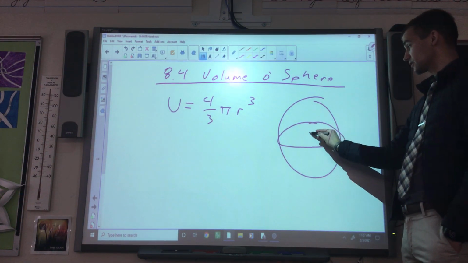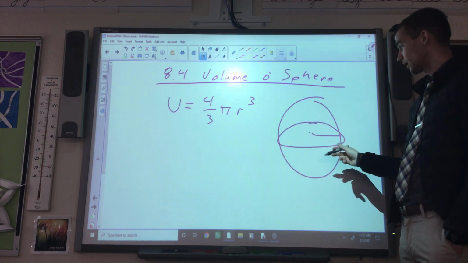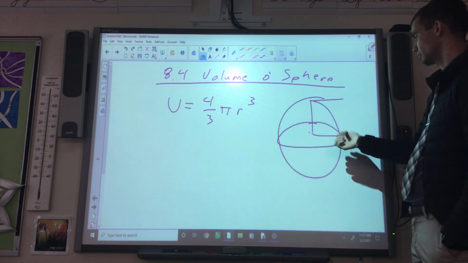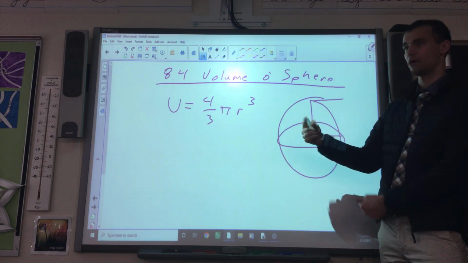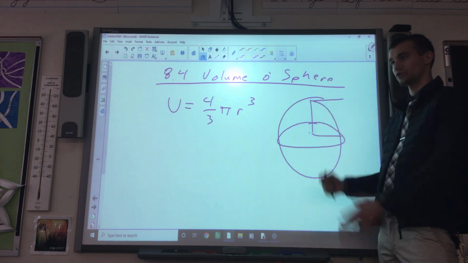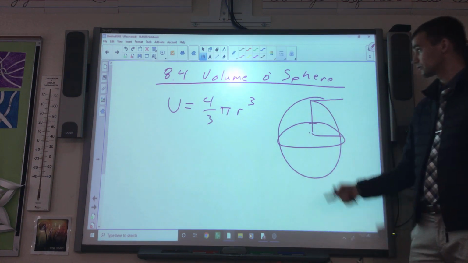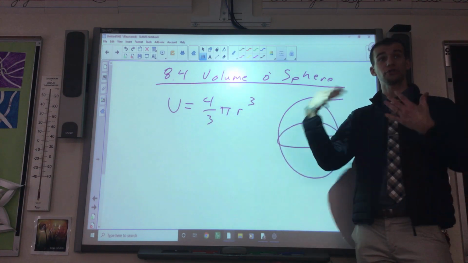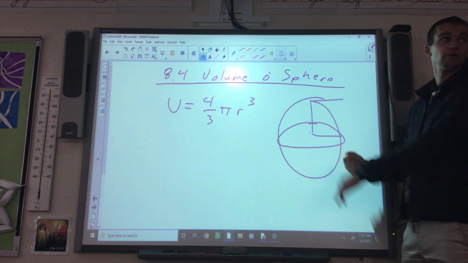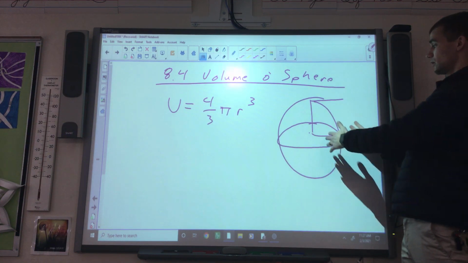Think about it. It makes sense because this is the radius, right? And you're taking that and you're cubing it. So you're taking one dimension going out, one going sideways, and one going up. So it's like length times width times height. So that's what the cubing is, and it's three-dimensional.